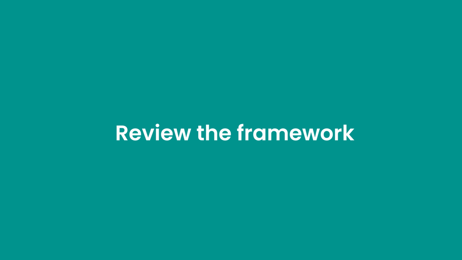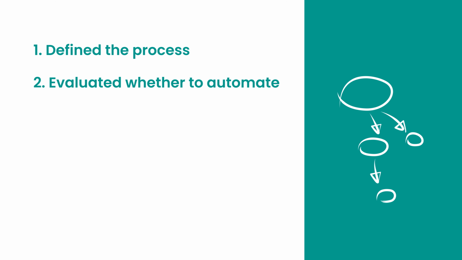Take a moment to review the framework you've practiced throughout this course. First, you defined the process before building. You clarified what the process does, why it exists, and where it needed improvement before automating anything. Next, you evaluated whether to automate. You learned to spot high-impact candidates and rule out processes that would add complexity or deliver little value.